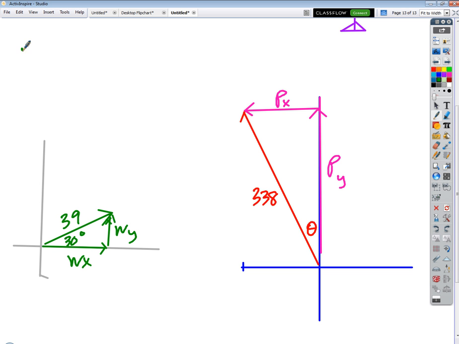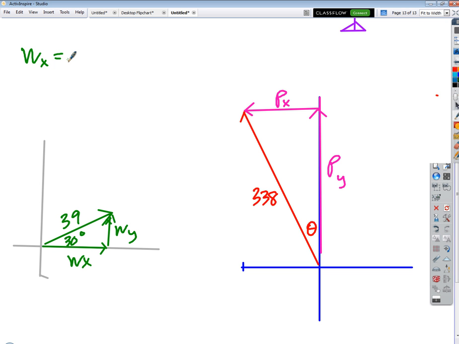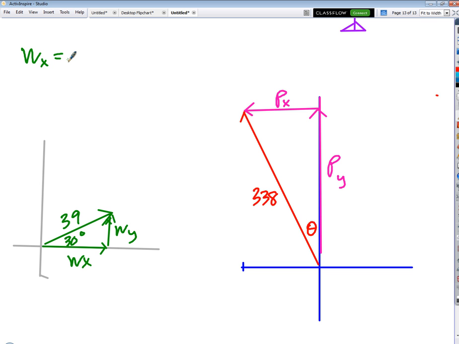Alyssa, how am I going to find W sub x? If I know the magnitude's 39, it's 39 cosine 30, okay? And what's the x component of the plane going to be? Same. But what would it be in terms of what we know here? Negative. True, it's going to be negative because it's going that way.